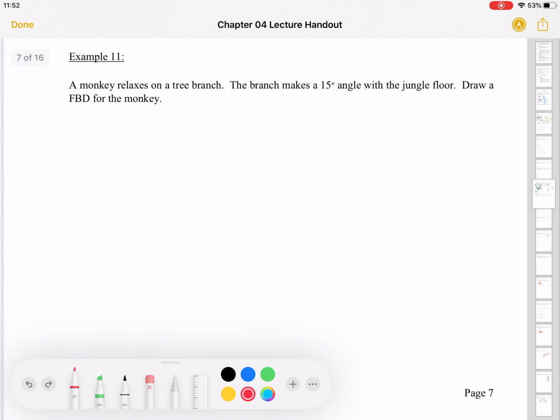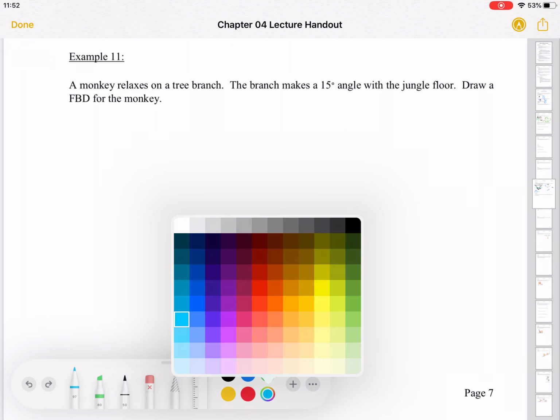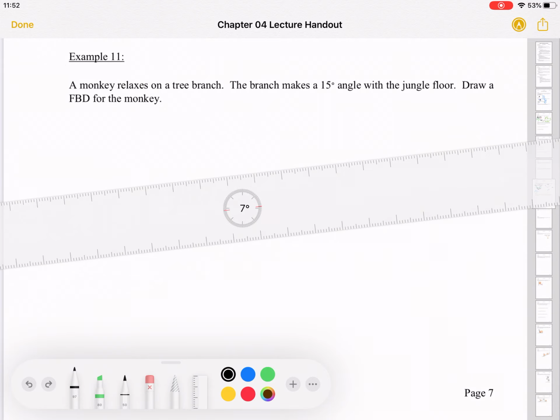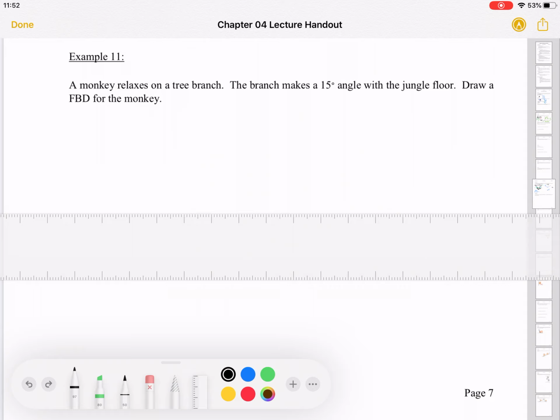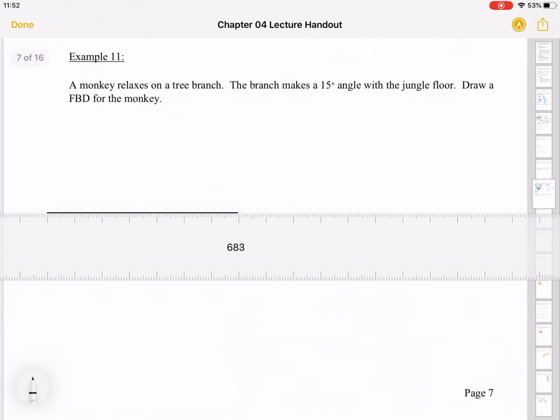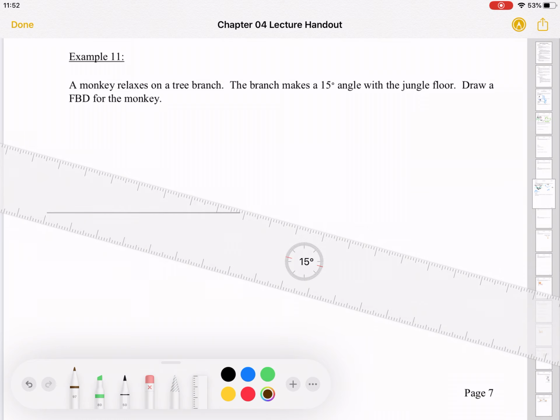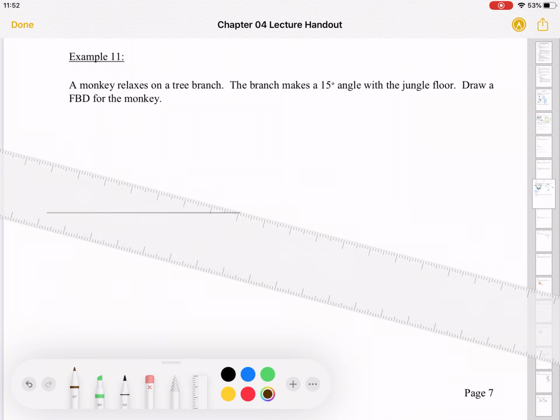Okay, so the first step of every physics problem is to draw a picture. So I need to draw a tree branch. Let's start with the jungle floor. And then the tree branch goes off at 15 degrees. So there's 15-ish.